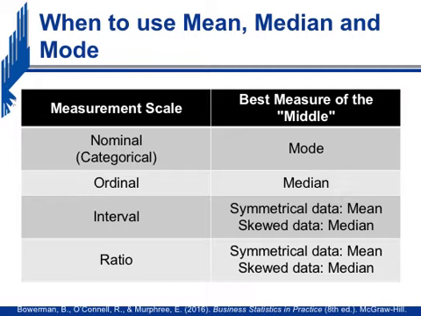Remember, for ordinal, there is an order for the categories, so we can identify the one at the center. Now, for interval and for ratios, since both are quantitative, we can use either the mean or the median depending on the shape of the dataset. If the dataset is symmetrical, the best measure of the center is the mean, the simple average. However, if the dataset is skewed, it's better to use the median.